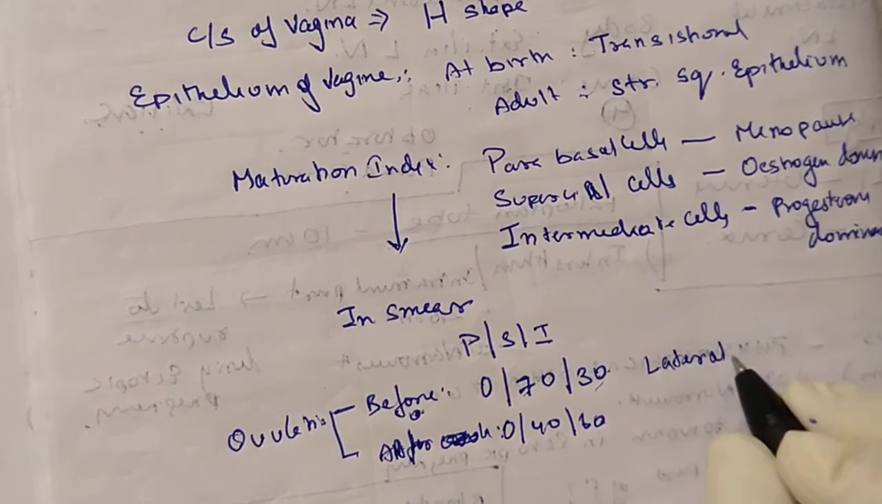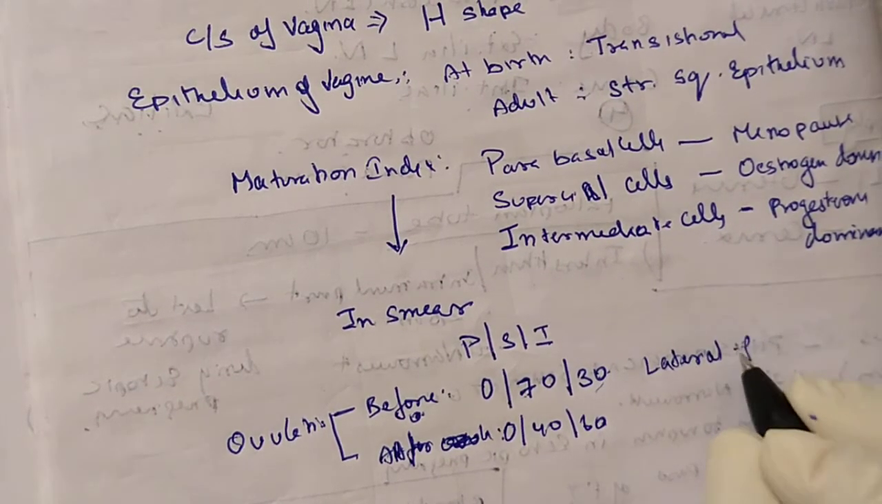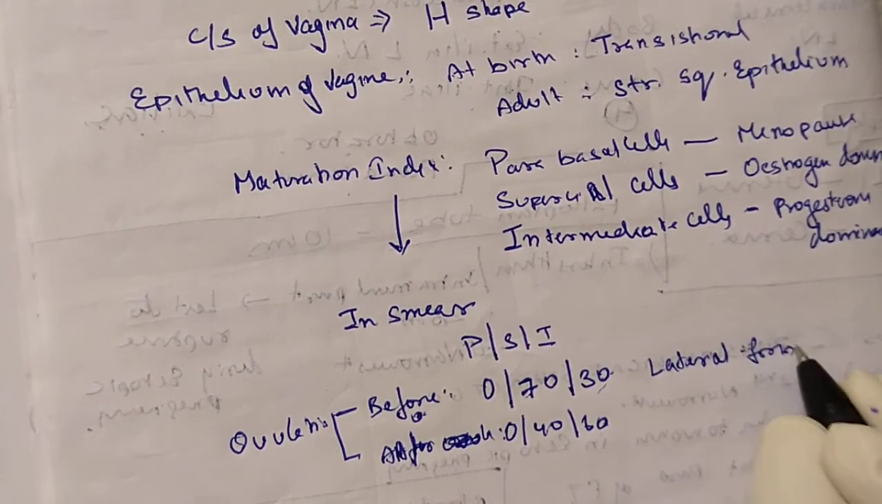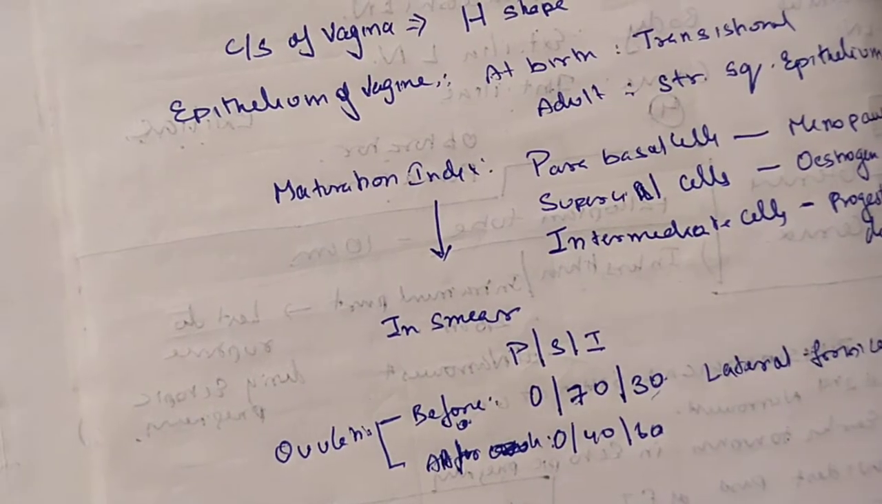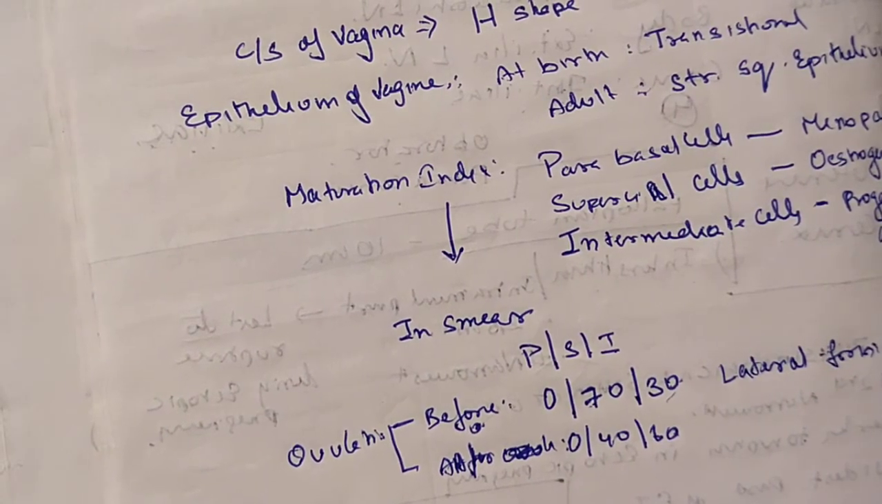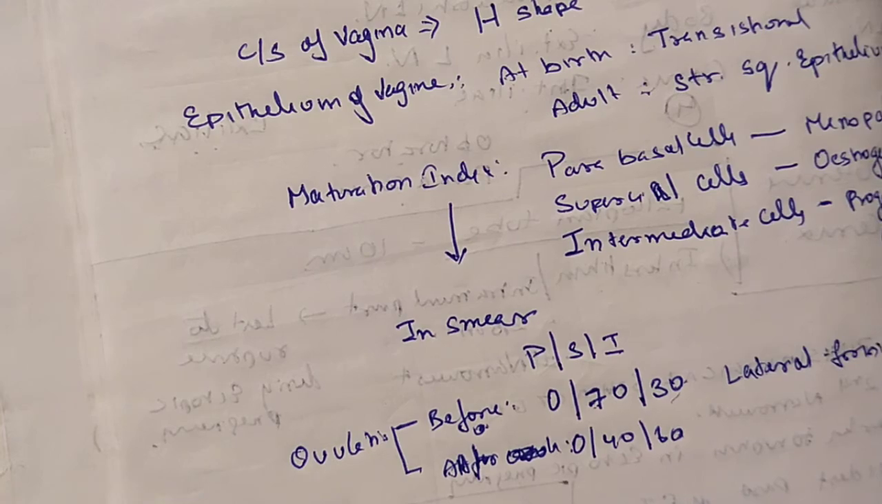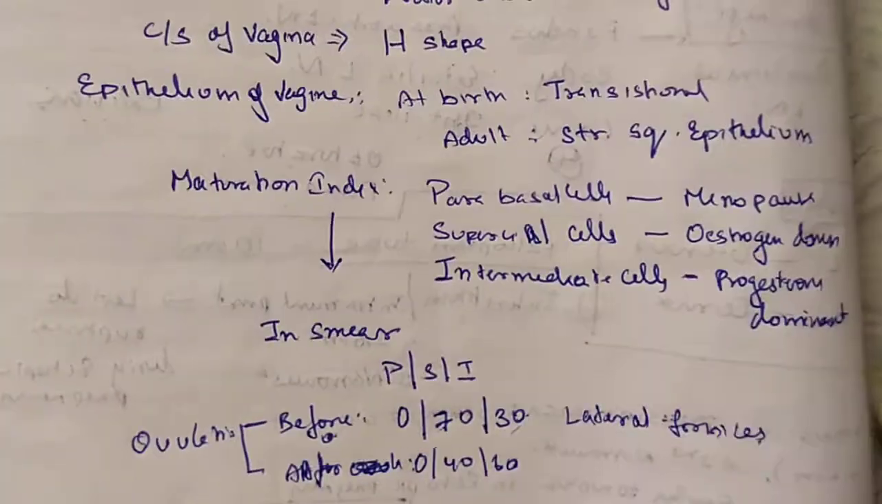We talked about lateral fornices earlier. There are two lateral fornices. So smears are taken from lateral fornices. Okay, now we'll talk about pH of vagina. A very interesting topic. I'll explain it in a very easy way. So what is pH of vagina?